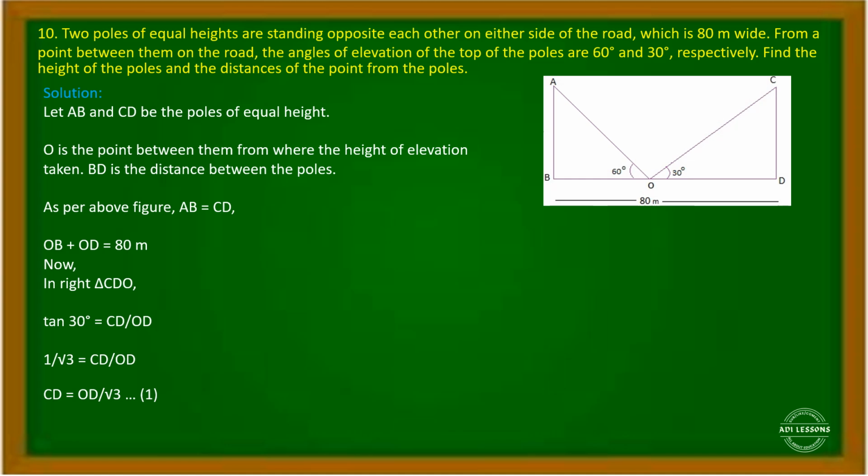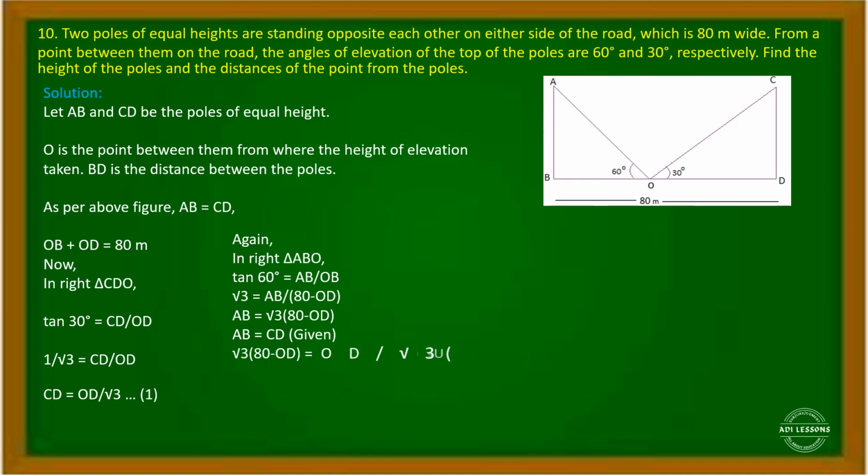Now, in right triangle CDO, tan 30 equal to CD by OD. 1 by root 3 equal to CD by OD. That implies CD equal to OD by root 3. This is equation 1. Again, in right triangle ABO, tan 60 degrees equal to AB by OB. Root 3 equal to AB by 80 minus OD. AB equal to root 3 into 80 minus OD.